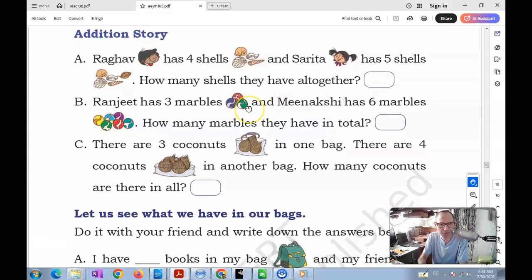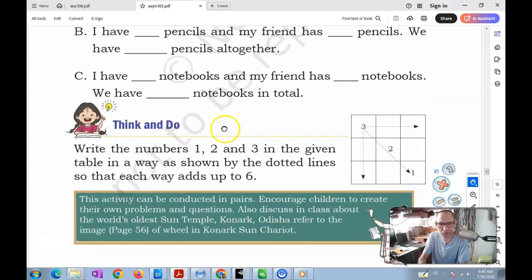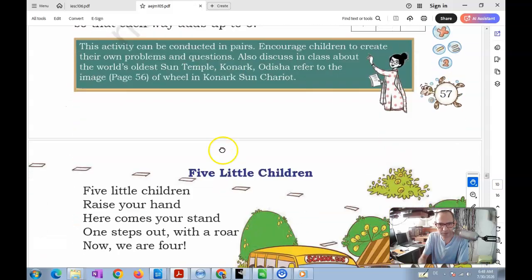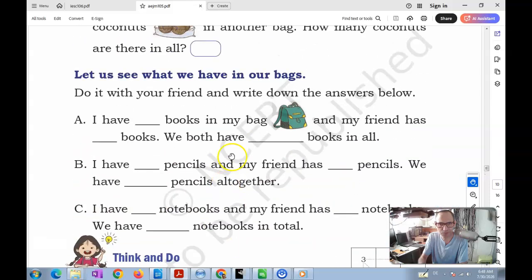Now, in the next video, we will talk a little bit about these problems that we have here, and then we will move on to subtraction.